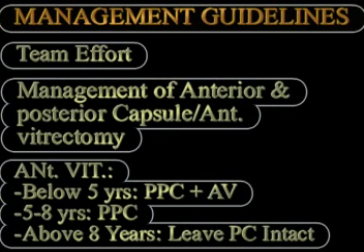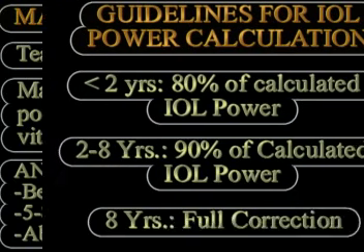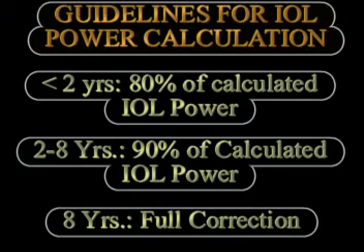Team effort is important with the anesthetist and optometrist involved. Management of anterior and posterior capsules may pose special challenges depending on the age of the child. The usual guidelines followed for IOL power calculation are: in less than 2 years of age, 80% of the calculated IOL power is implanted, in 2 to 8 years, 90%, and above 8 years, a full IOL correction is given.